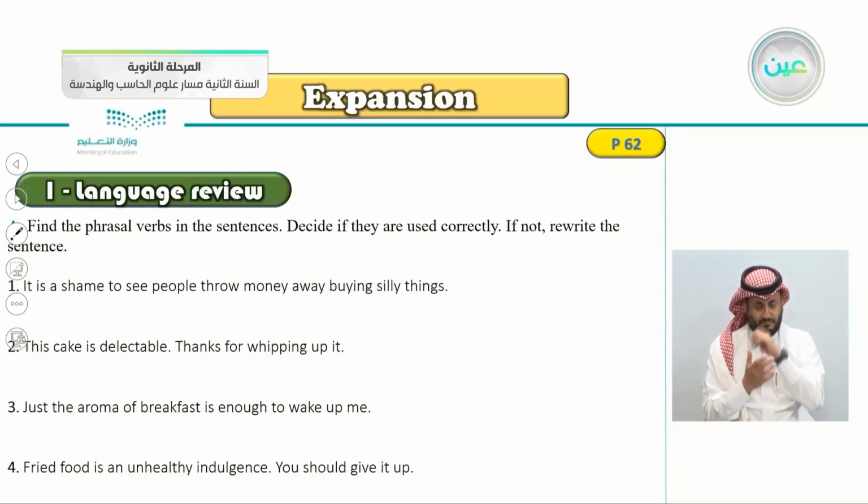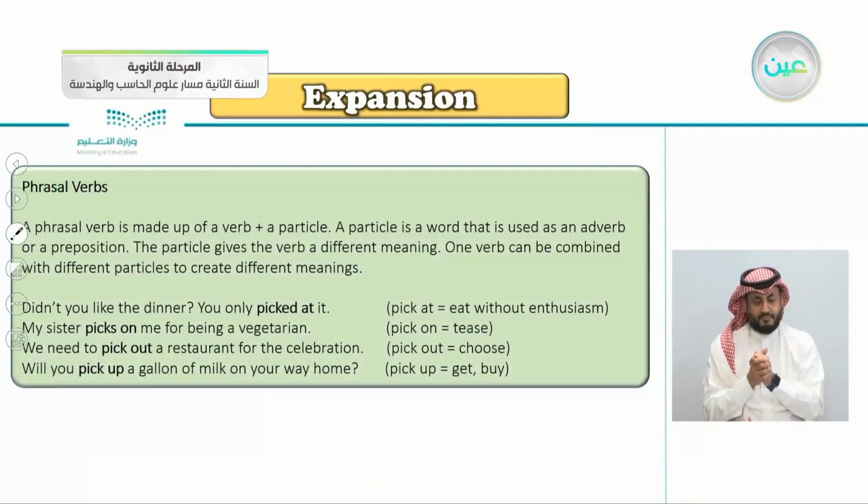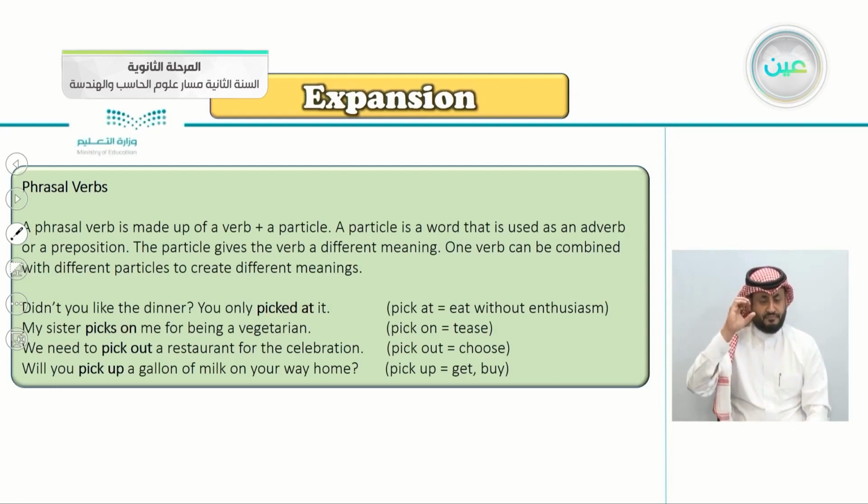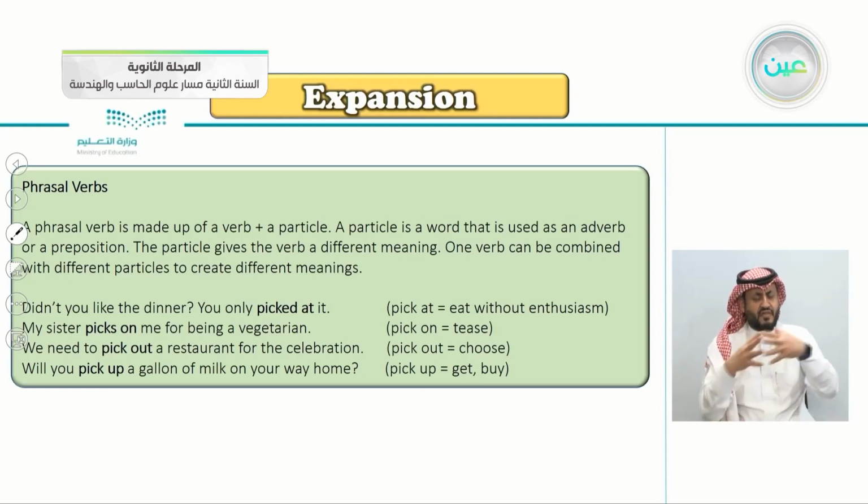This is talking about the phrasal verbs lesson from Unit 2. A phrasal verb is made of a verb plus a particle, just like picked at, or picked on. A particle is a word that is used as an adverb or preposition. The particle gives the verb a different meaning. One verb can be combined with different particles to create different meanings. For example, pick at means eat without enthusiasm. Pick on, pick out means choose, pick up means to get by.